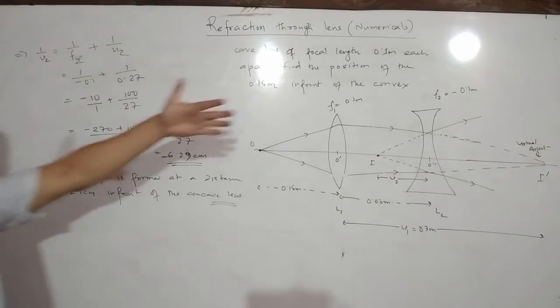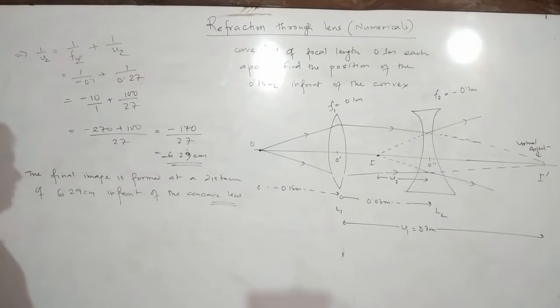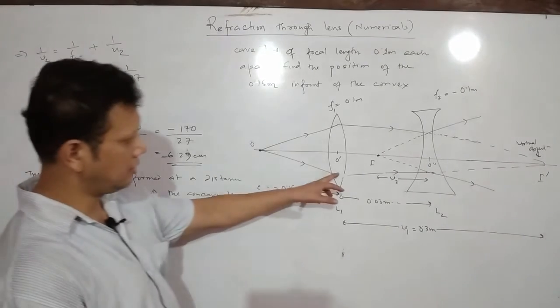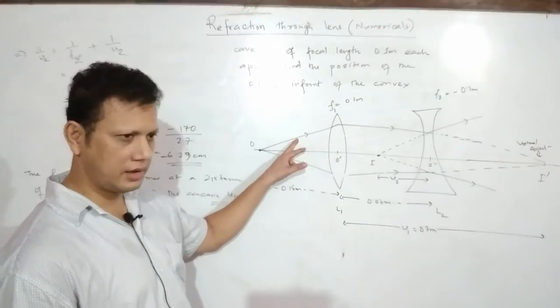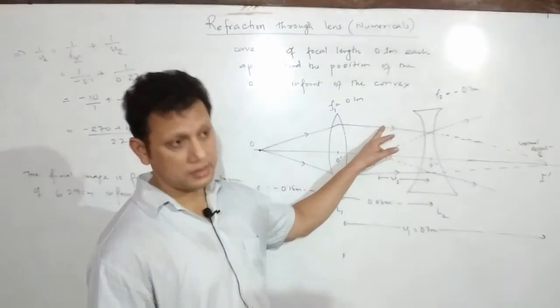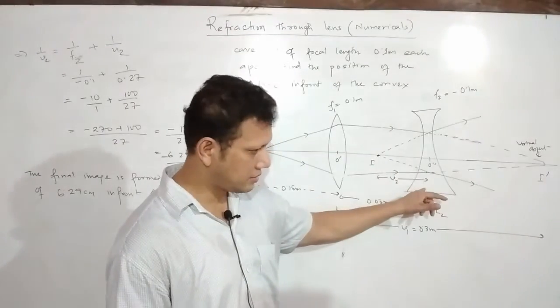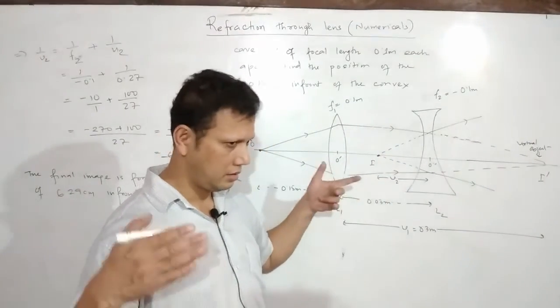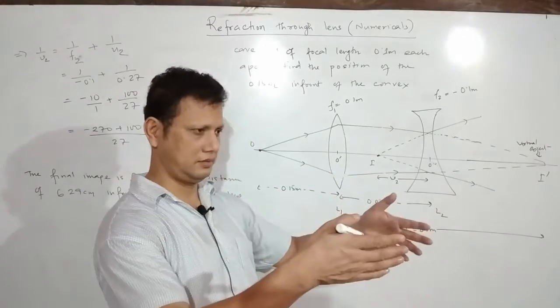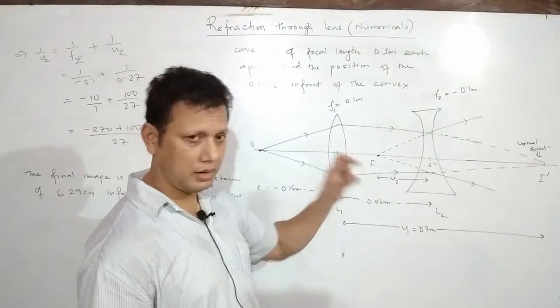But your concept of virtual objects should be very clear. Then only you can solve this problem without any difficulty. So, this is one lens: for this lens, this is the incident ray and this is the refracted ray. But for the second lens, since this incident ray seems not to be coming from a single point, they cannot bear a real object.